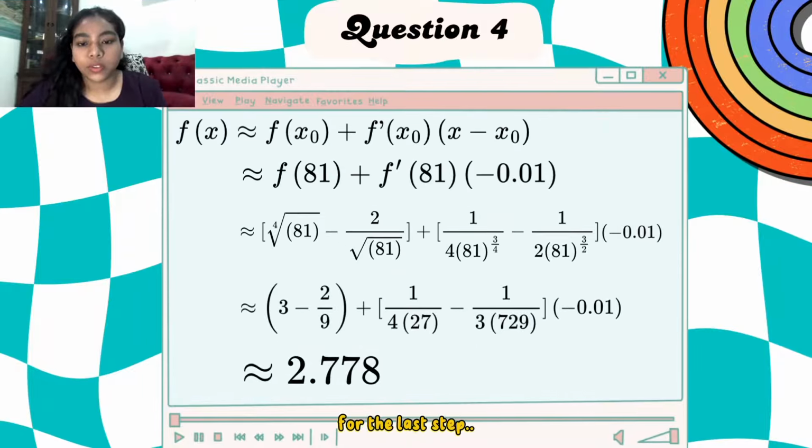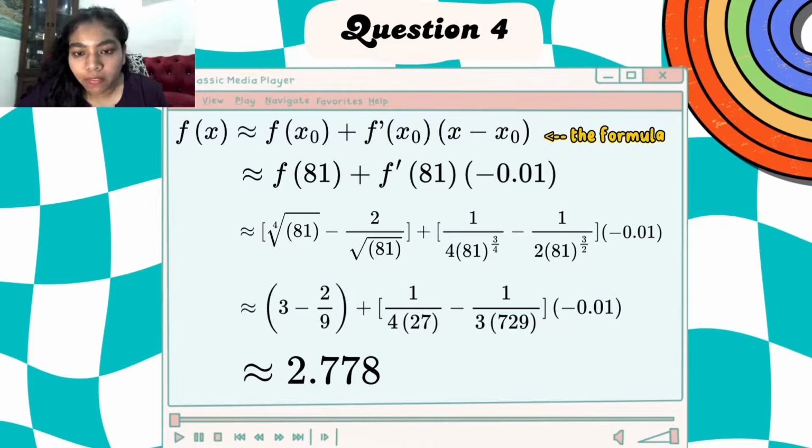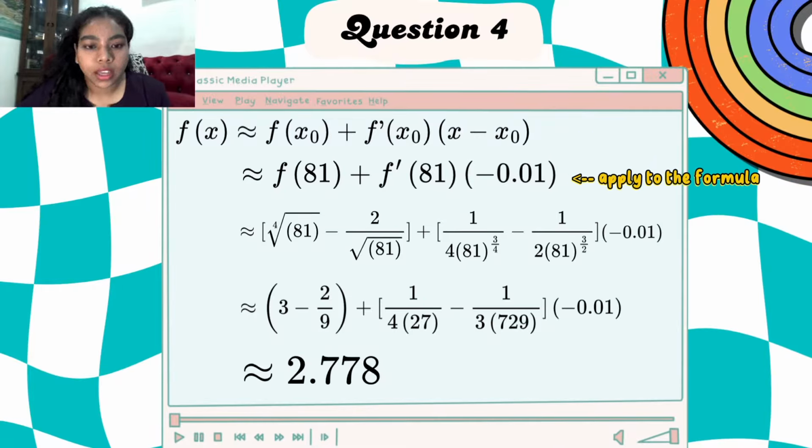For the last step, we have to use this formula, which is f(x) approximates to f(x naught) plus f prime x naught multiplied by x minus x naught. Since we already know that x naught equals 81 and x minus x naught, which is basically delta x, equals negative 0.01, we just have to put it in the formula.